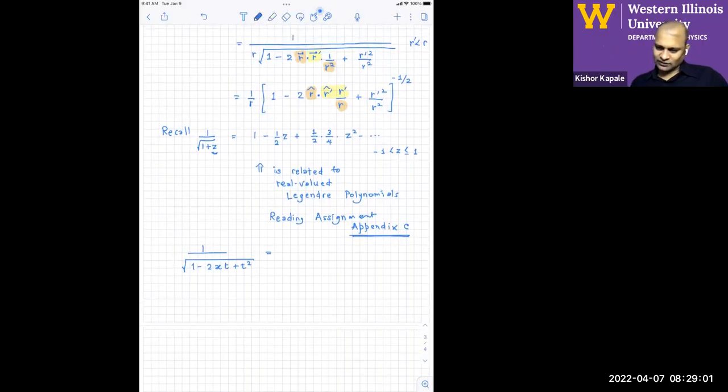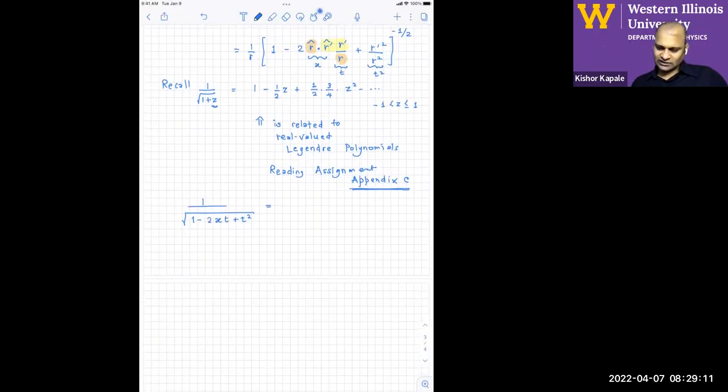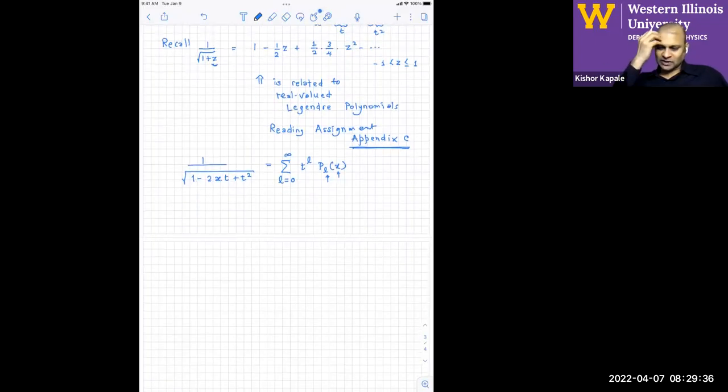So let's actually identify them. We're going to identify this as x, that as t, and this naturally would be t squared. Once you make those connections, this is something that we are going to directly substitute. It's now going to be an expansion. This function of x and t turns out to be an expansion in terms of the Legendre polynomials. PL is just the index for the argument x, and t to the power n is what you need. So it's just an expansion in that.